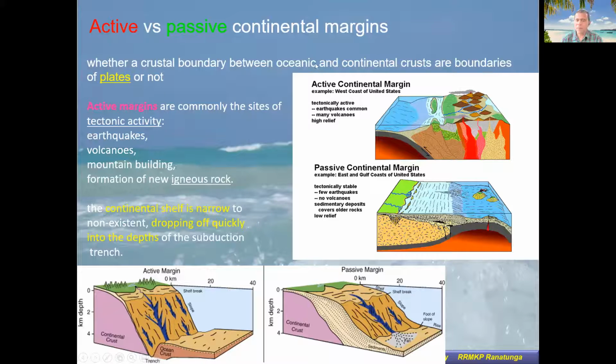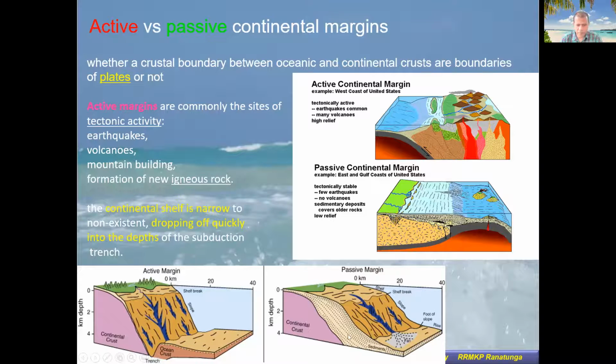Right? Just like the west coast of the US, they are tectonically active, which means a lot of tectonic activities, very common earthquakes, and even volcanic activities in such cases. Right? Look here at the active margins. They are tectonically active, and there can be earthquakes, volcanoes, and not only that, even some mountain building and a formation of igneous rocks. Right? I'll come to that later on.